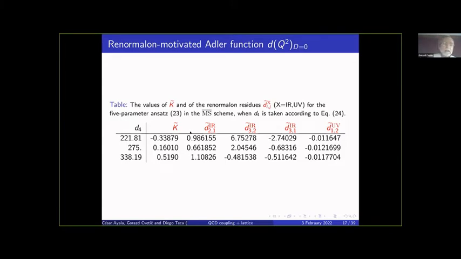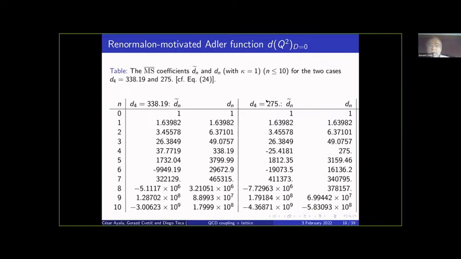Good. Now, when D4 is 275, for example, dn tilde, they grow according to the renormalon structure. For example, the ultraviolet effects already become apparent at n equal 5, but for dn, the ultraviolet effects become apparent only at 10th order. So the renormalon structure becomes apparent faster in dn tilde than in dn.